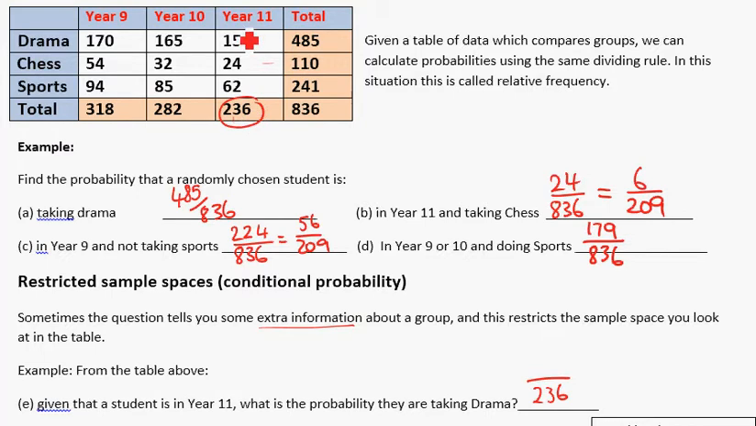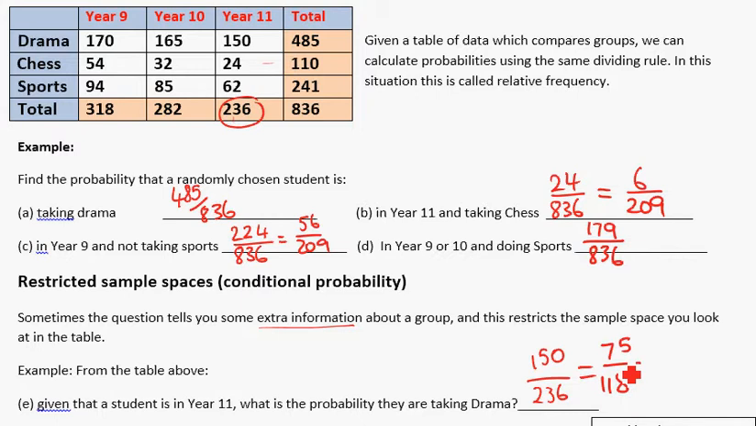We've got the year 11 students in front of us. We want to know what's the probability that one of them is taking drama, which would be 150. So you've just restricted your possible sample space. We haven't got the whole group in front of us now. It says that we're told that it's only the year 11 students in front of us. And simplifying that.